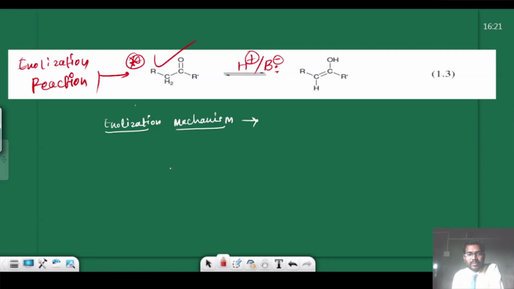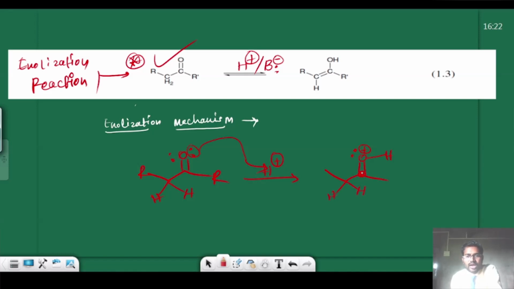Now let us discuss the mechanism. This is the carbonyl compound having alpha hydrogens. Now we already discussed this, when we treat it with acid. In the presence of acid, what will happen? These non-bonding electrons will take the proton from the acidic medium, and when it takes the proton, what will happen?